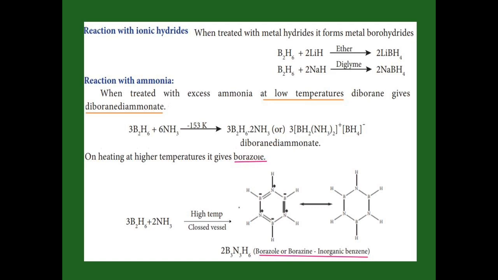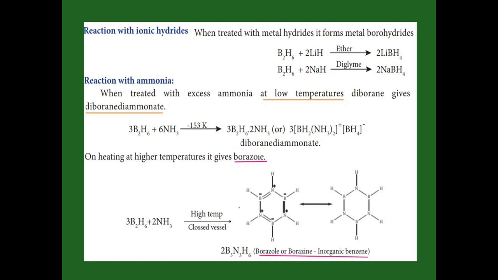Then diborane reacts with ammonia at low temperature. See the first reaction. Low temperature means minus 153 Kelvin. 3 moles of diborane react with 6 moles of ammonia. It gives 3B2H6·2NH3. Name is diborane diammonate. Then another form we can write in a square bracket, 3 square bracket BH2(NH3)2 plus, and again square bracket BH4 minus.